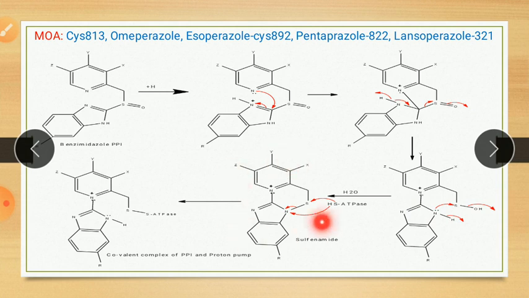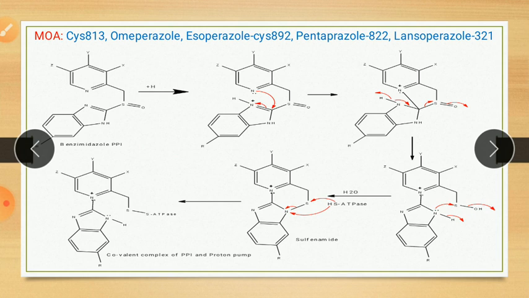Then this sulfonamide reacts with the sulfhydryl group of cysteine of the hydrogen potassium ATPase pump, and it forms the covalent complex between the proton pump and the proton pump inhibitor drug. So in this way it acts as a proton pump inhibitor.